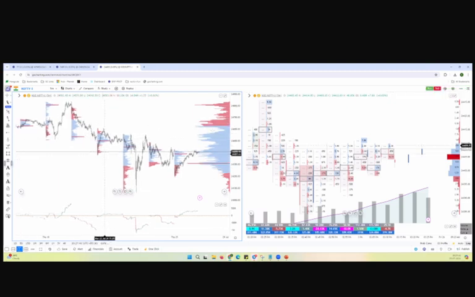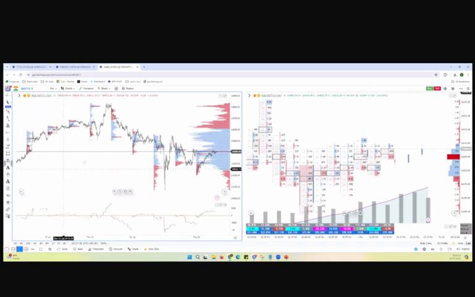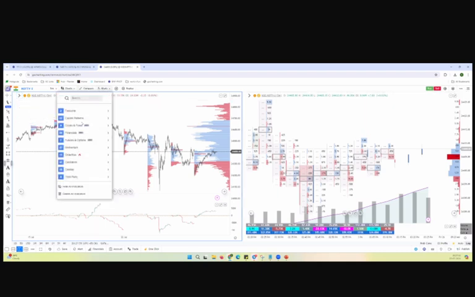Nifty. Okay, what I'll do is first of all show you how to just quickly set up the volume profile charts. You can add the indicators from here, and then you can also select the chart type from here.